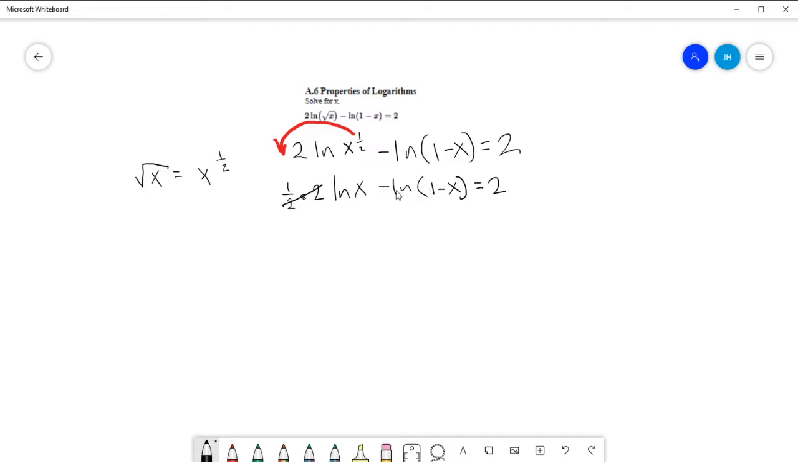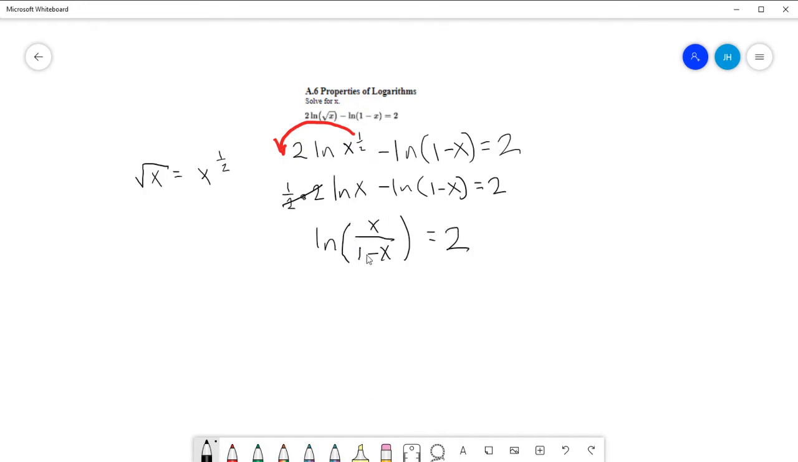And we have two logs subtracting each other. This is going to result in our quotient rule, right? Remember, when two logs subtract, the insides divide, right? So I have the natural log of x over 1 minus x equals 2.